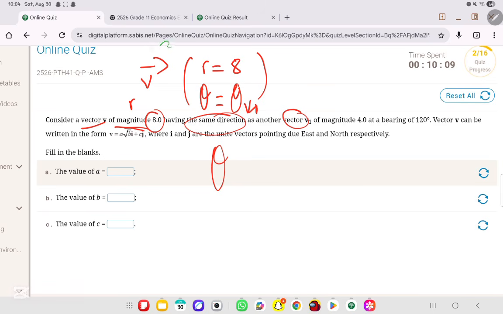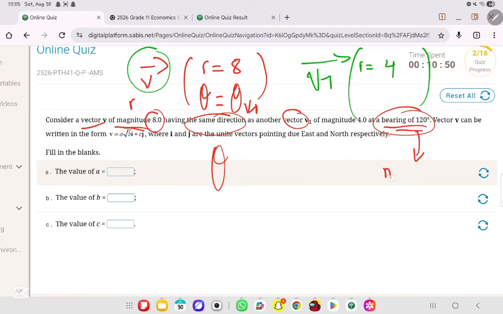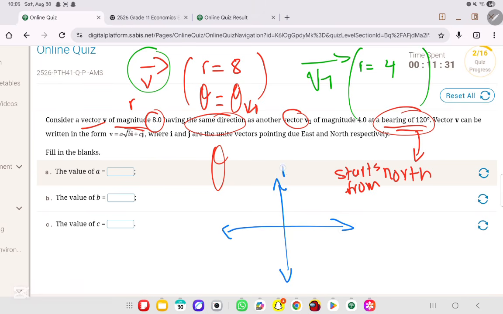Okay, so what did we understand? Vector V has a magnitude of 8, and the theta of V is equal to the theta of V1. Now we finished with V, let us move on to V1. Vector V1 has a magnitude R of 4, and pay attention, they did not say theta, they said bearing. What does bearing mean? Bearing means it starts from the north. So if you were to draw this, let's plot it together. Remember, never eat shredded wheat. My English teacher taught me this. Never eat shredded wheat, okay? Now, what do we know about bearings? Bearings start from the north.